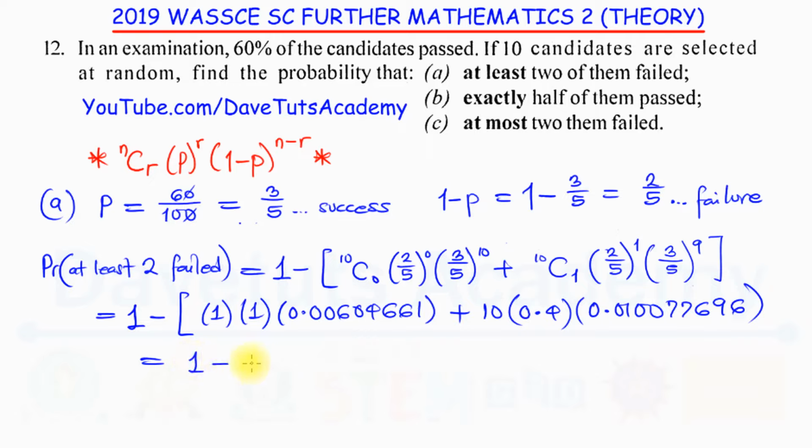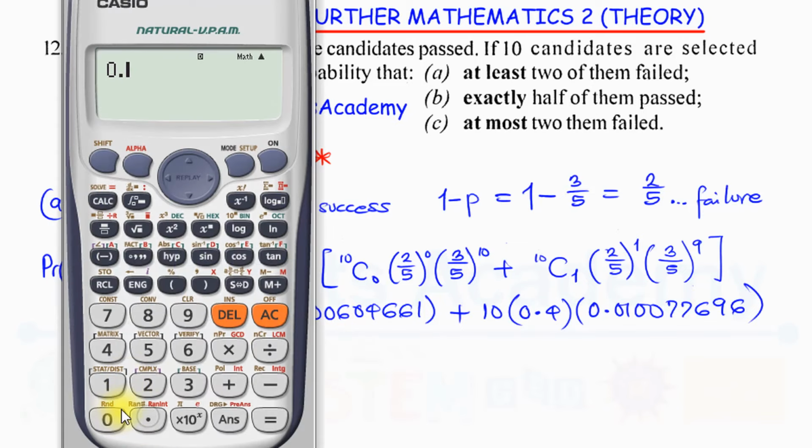So we can have it as 1 minus. You could open up this bracket, or you can evaluate that straight. So I can say 0.006046 is the first term, plus, now I want to put this in bracket, 10 times 0.4 times 0.010077696. Close the bracket.